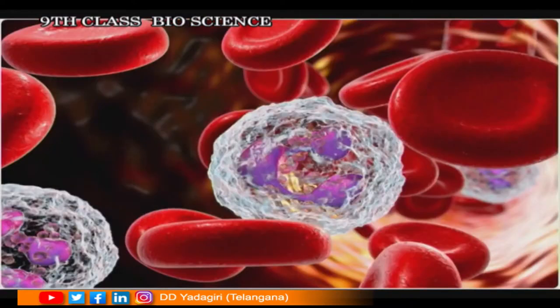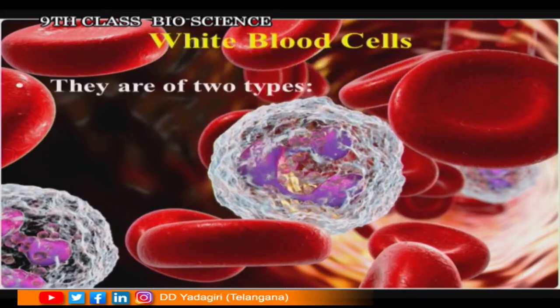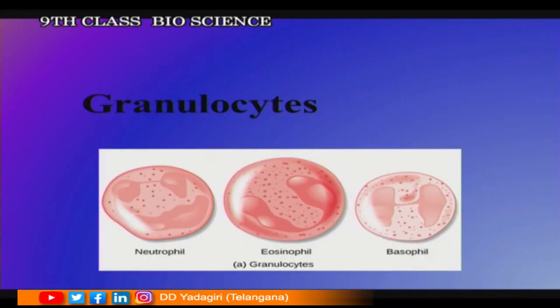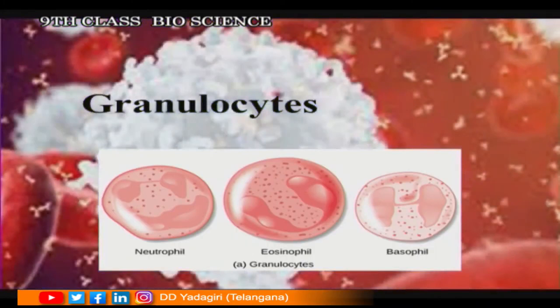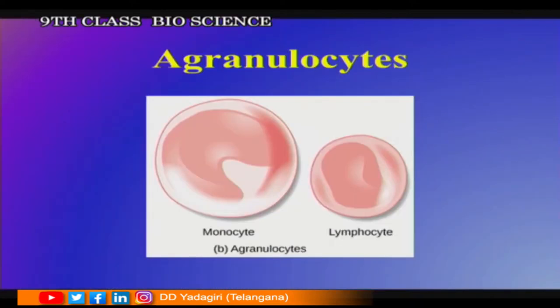Now see this picture, children. This is also a type of WBC. So WBCs are of two types, granulocytes and agranulocytes. Granulocytes are neutrophils, eosinophils and basophils. So the WBC you can see is a granulocyte. It is of three types, neutrophils, eosinophils and basophils. What about agranulocytes, children? Like monocytes and lymphocytes.